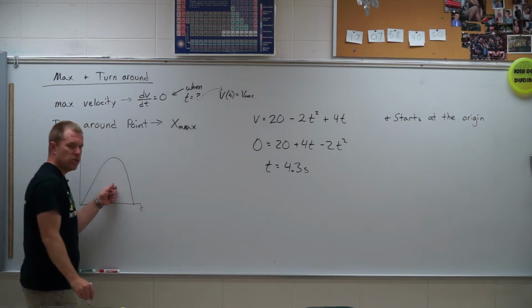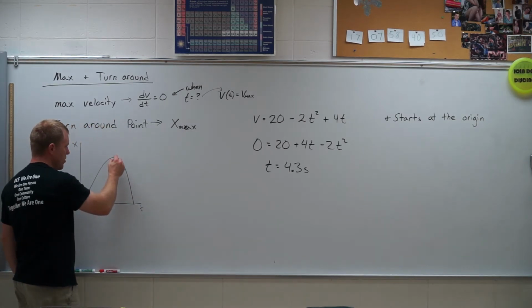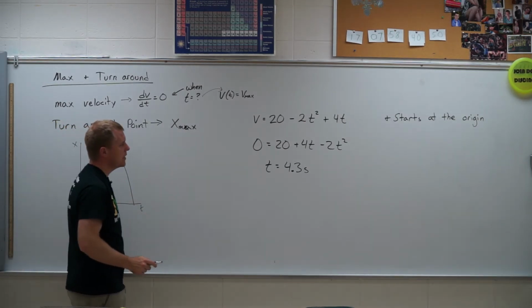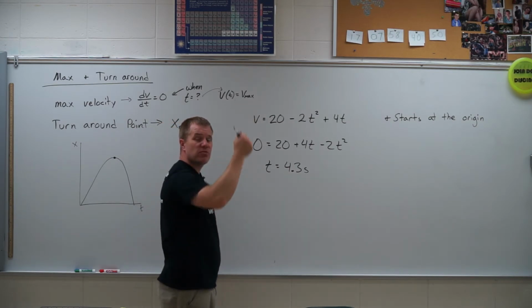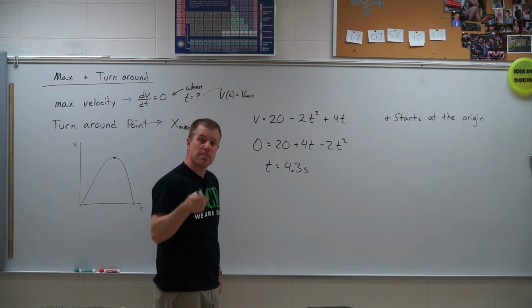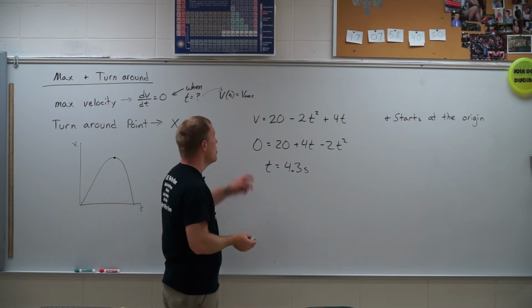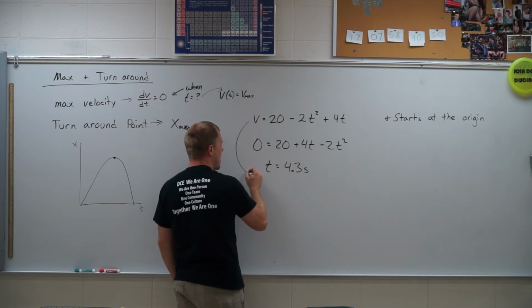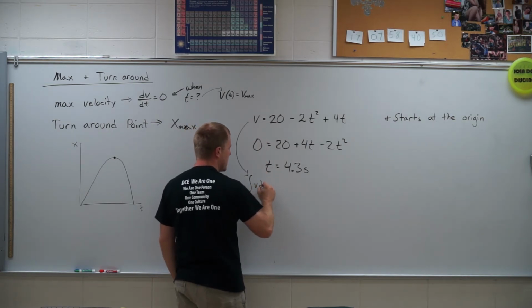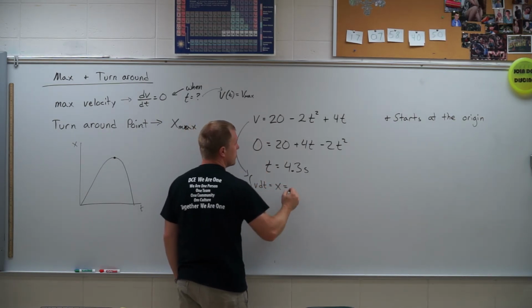This is what my function looks like, so here is my turnaround point. Now I need to plug this back into my position function to find the position at that time. Well, I'm going to need a position function, so in order to get a position function, I have to take the integral of my velocity function.